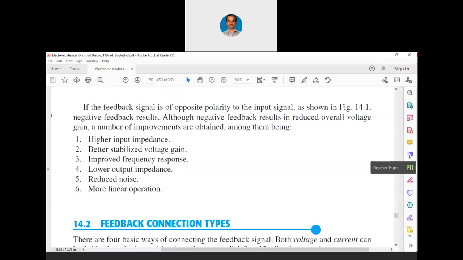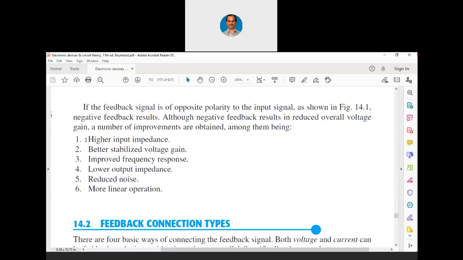Now let me explain a little more about all these 6 advantages of negative feedback. See, one obvious disadvantage of negative feedback was the reduction in voltage gain. But we have 6 advantages.